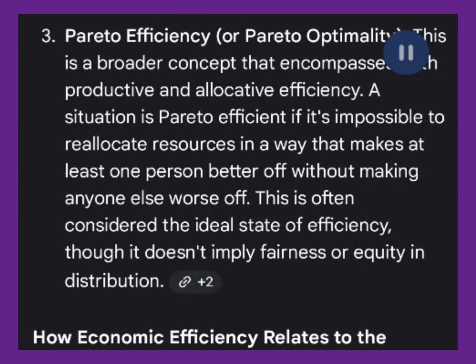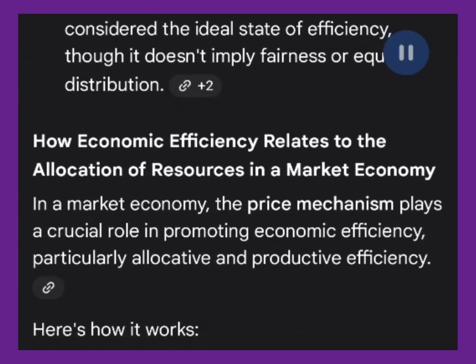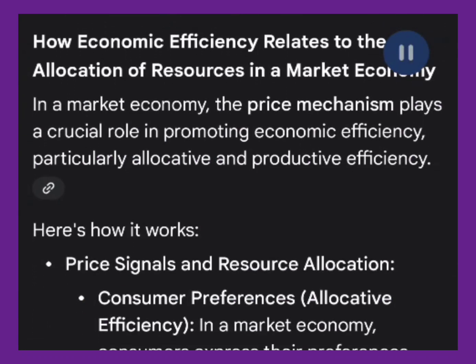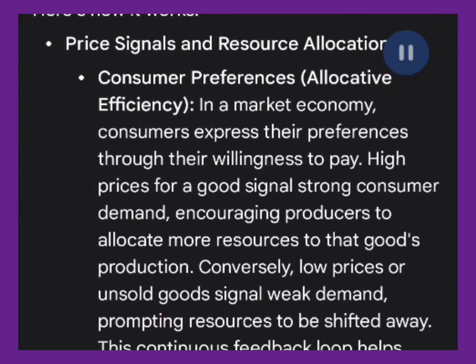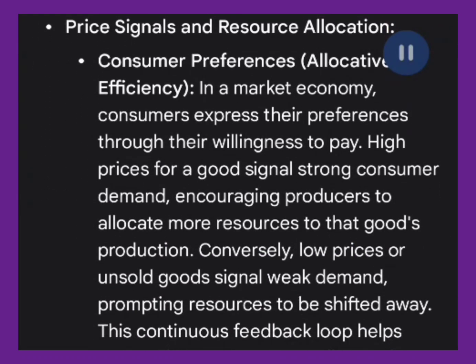How economic efficiency relates to the allocation of resources in a market economy. In a market economy, the price mechanism plays a crucial role in promoting economic efficiency, particularly allocative and productive efficiency. Here's how it works. Price signals and resource allocation. Consumer preferences. Allocative efficiency. In a market economy, consumers express their preferences through their willingness to pay. High prices for a good signal strong consumer demand, encouraging producers to allocate more resources to that good's production.